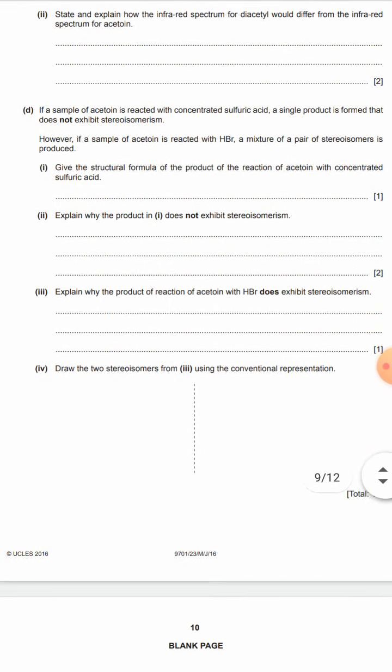Okay, if a sample of acetone is reacted with concentrated sulfuric acid, a single product is formed that does not exhibit stereoisomerism. Acetone reacts with concentrated sulfuric acid. Okay, so concentrated sulfuric acid acts as an oxidizing agent when it reacts with hydrogen halides like hydrogen bromide, hydrogen iodide, etc. And basically it is a dehydrating agent when it reacts with alcohols.